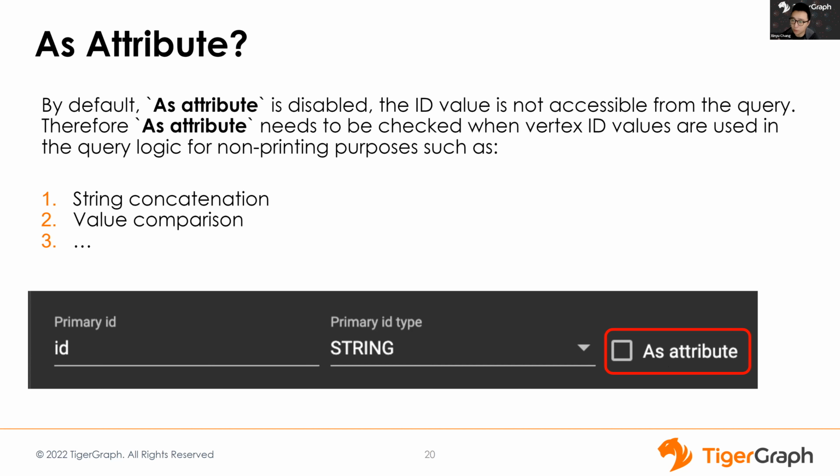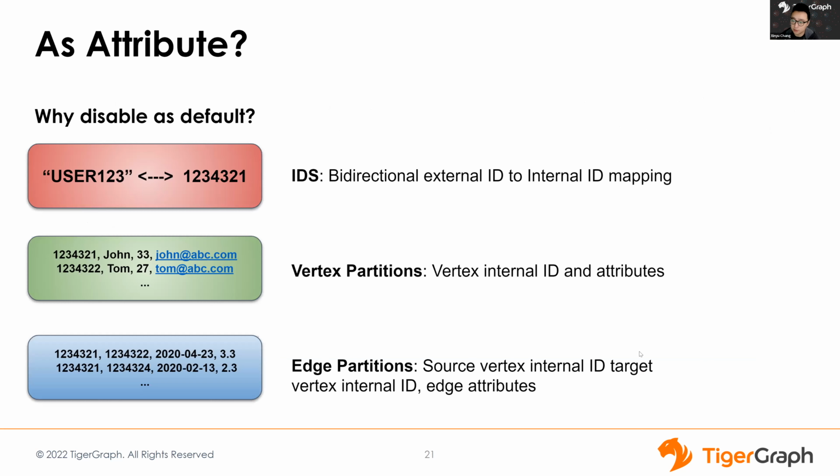You must wonder why we don't need to access the ID value in the query by default. What's the motivation to make it disabled by default? So we need to discuss what the underlying storage looks like, right? For the data under the hood in the graph system, we have roughly 3 types of data, right? First one is the ID service. That's what we want to talk about today.